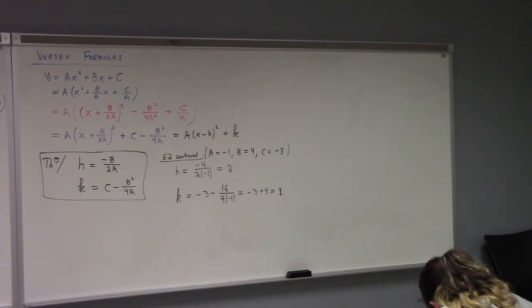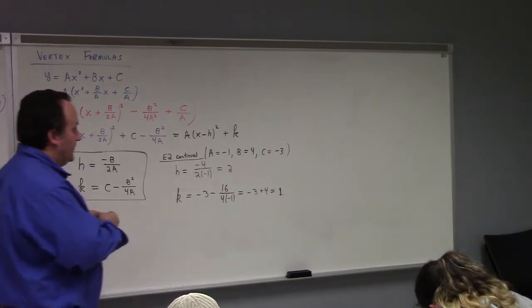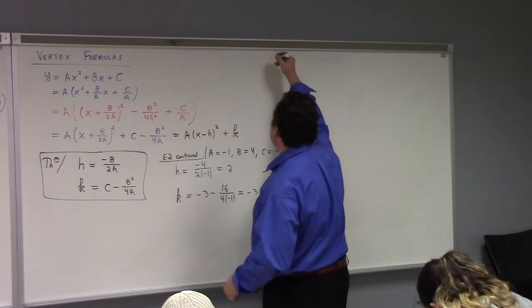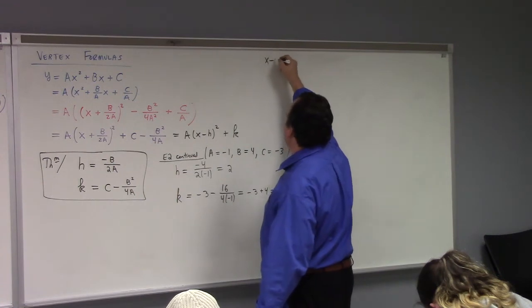Let me look at another example where it's a little bit more opaque. One other thing, though, before I get to that. There is another form of the parabola that we should talk about. What's the other form? How about the x-intercept form?